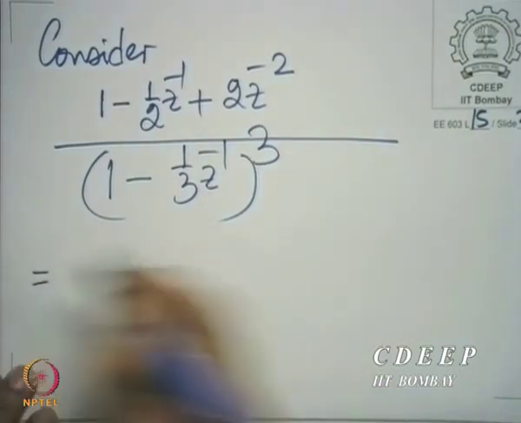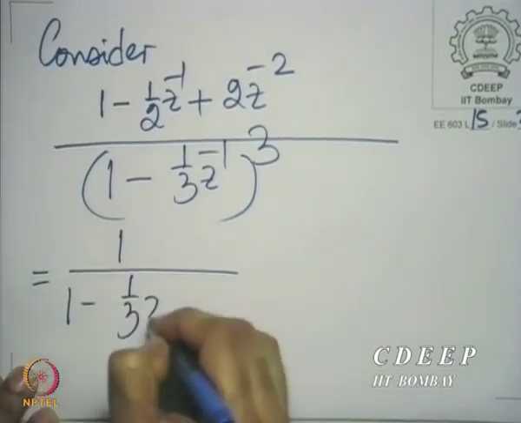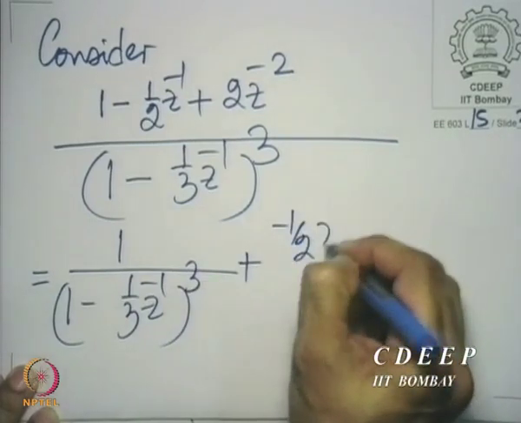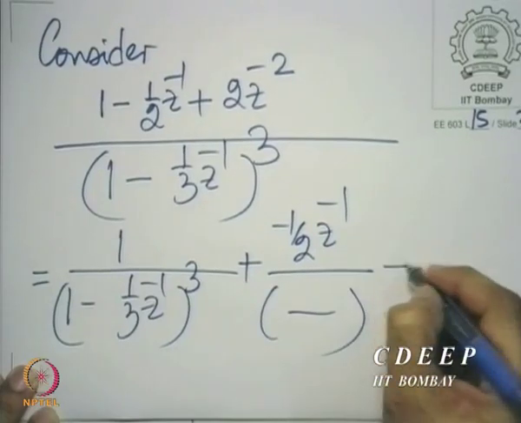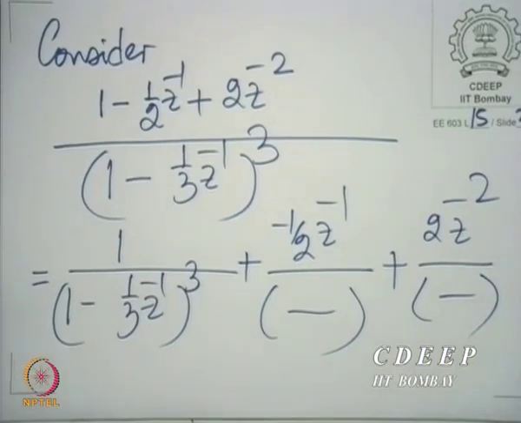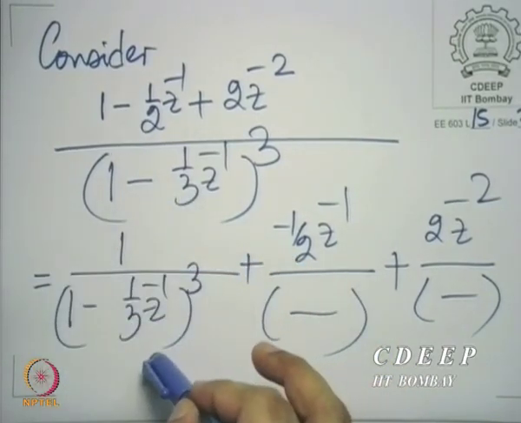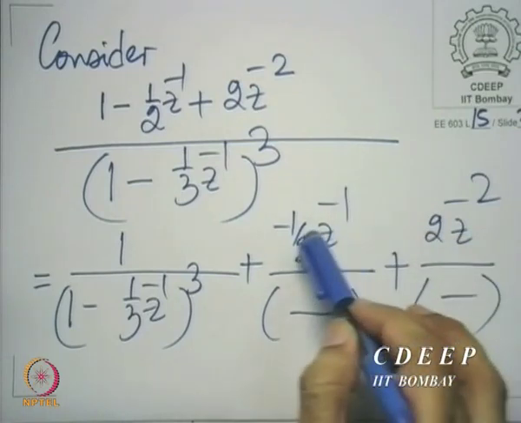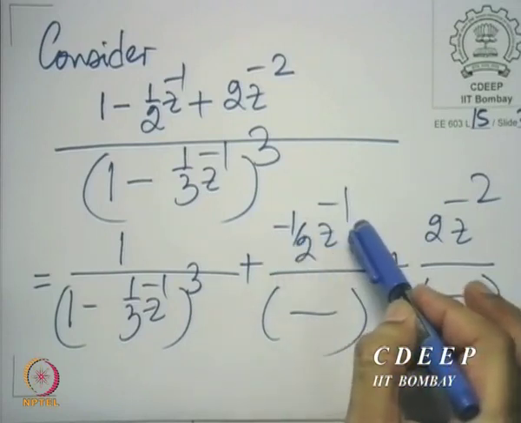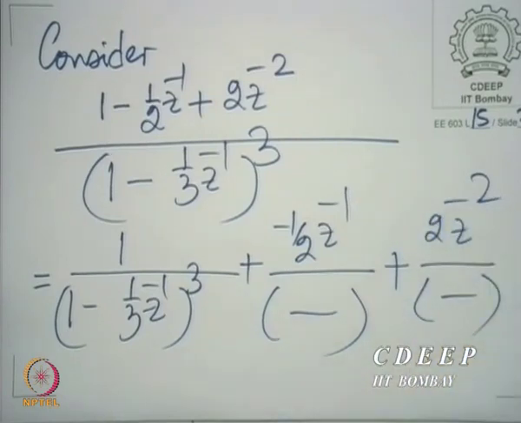Now, you can always rewrite this. You can rewrite it as 1 by 1 minus 1 third z inverse to the power 3, plus minus half z inverse by the same thing, plus 2 z to the power minus 2 by the same thing. And if you know the inverse z transform for this with the given region of convergence, you know it for this as well. All that you do is multiply that inverse z transform by minus half and then delay it by one step. You know it for this too. Multiply that inverse z transform by 2 and delay it by 2 steps.